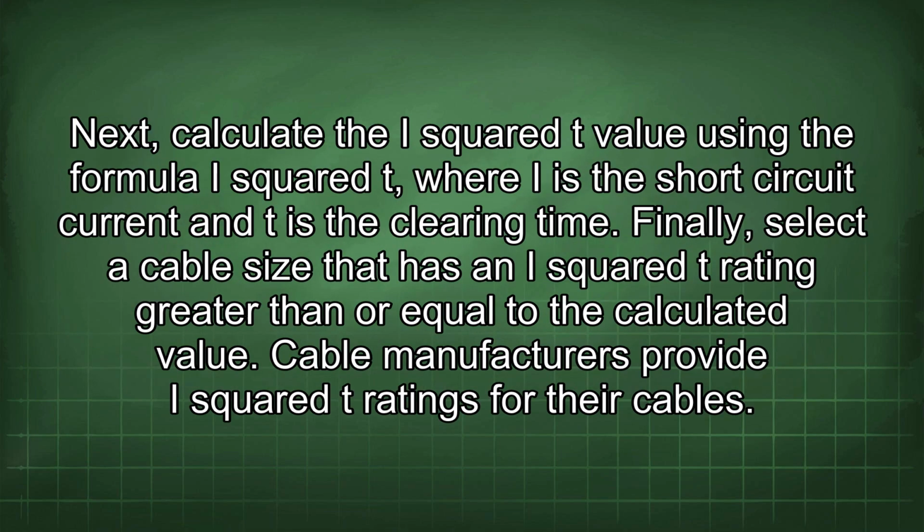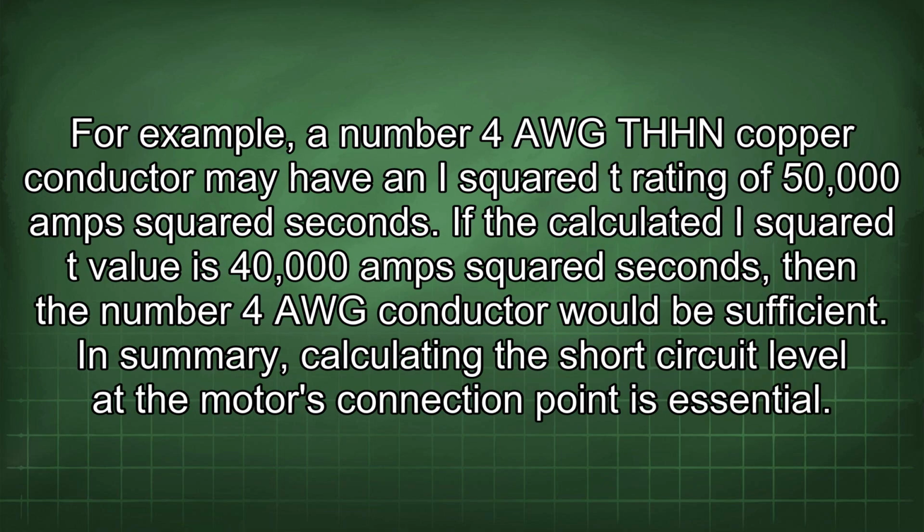Next, calculate the I²T value using the formula I²T, where I is the short circuit current and T is the clearing time. Finally, select a cable size that has an I²T rating greater than or equal to the calculated value. Cable manufacturers provide I²T ratings for their cables. For example, a number 4 AWG THHN copper conductor may have an I²T rating of 50,000 amps². If the calculated I²T value is 40,000 amps², then the number 4 AWG conductor would be sufficient.